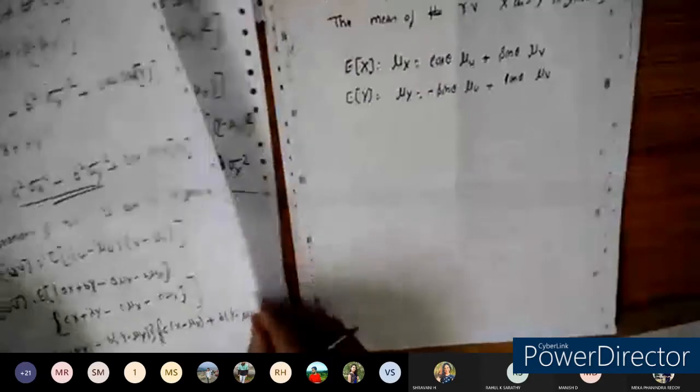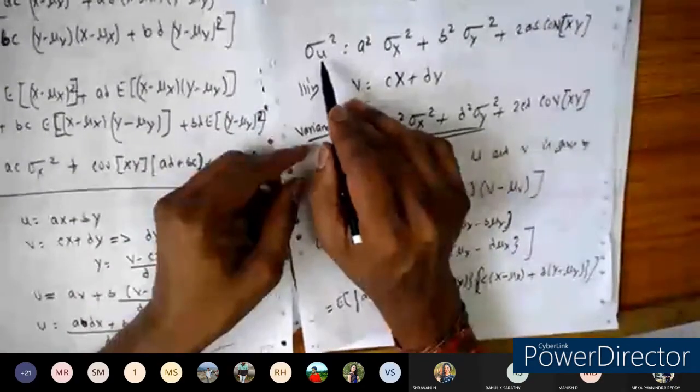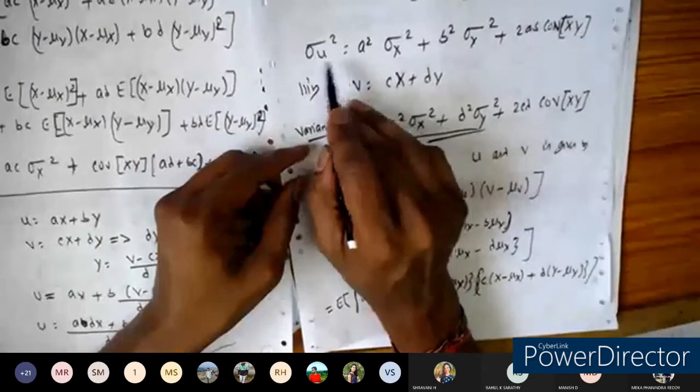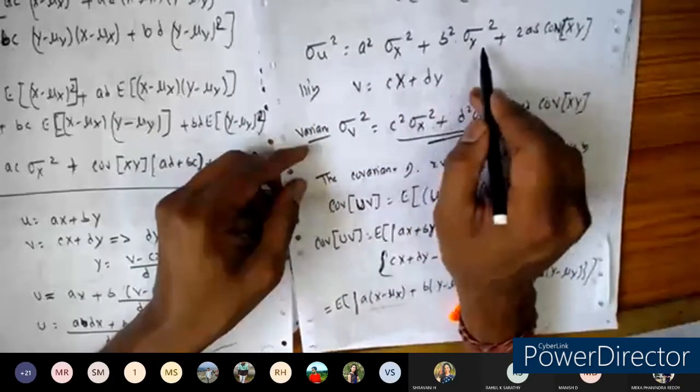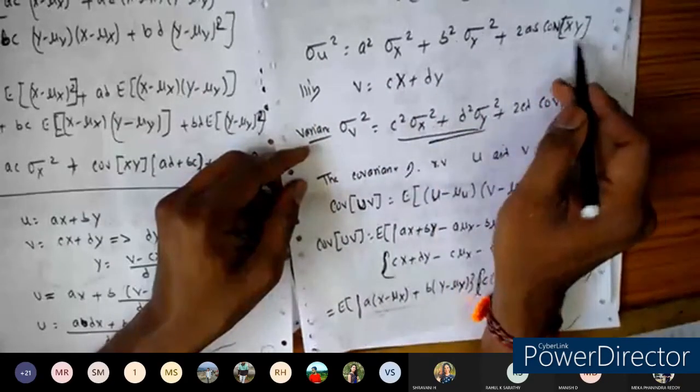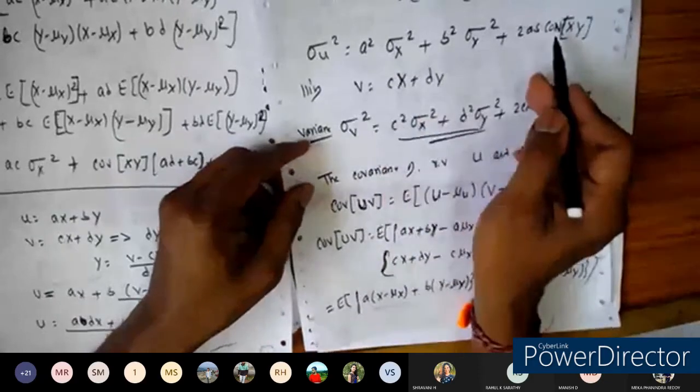Okay, fine. So any doubts? Similarly, let us find out the variance of this one. In order to find the variance, I'm going to recall the concept of nu u: how we find the variance. We have nu u is nothing but a squared into sigma x squared plus b squared into sigma y squared plus 2ab into covariance of xy. So we got it like this.